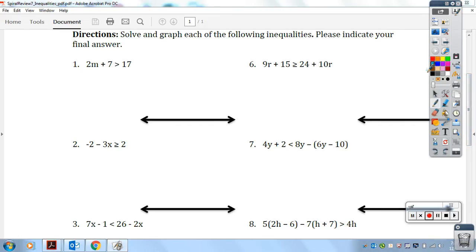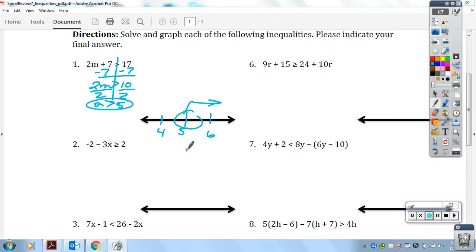In order to graph these, we obviously have to solve them initially. Minus 7, 2m is greater than 10, divided by 2, m is greater than 5. Circle my answer. I'm going to put 5, do a couple other ones. Open circle because there's no line underneath. m is on the big side, so my inequality goes to the right.